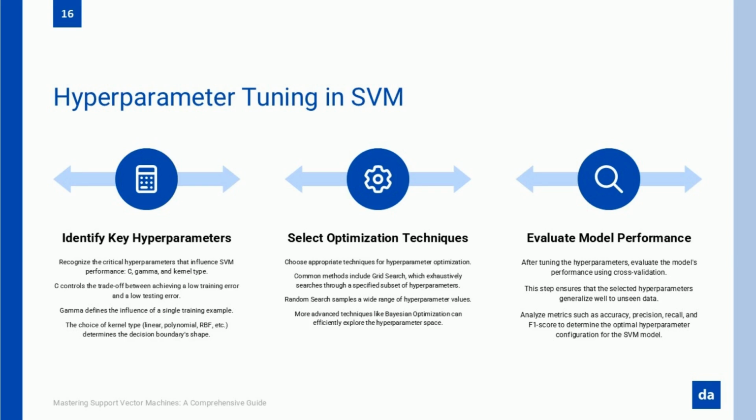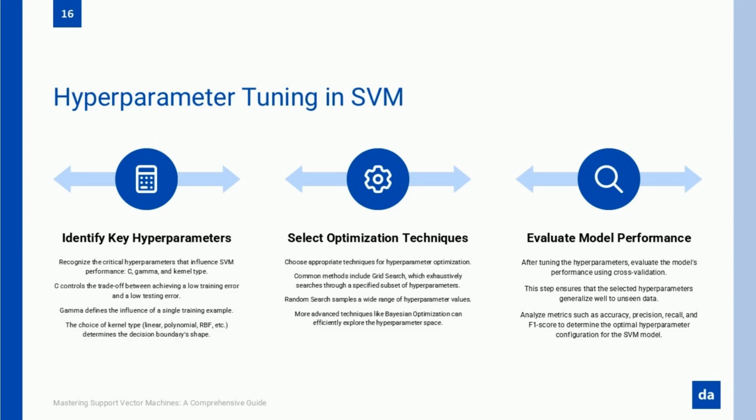To ensure the model is truly optimized, cross-validation is used alongside hyperparameter tuning. Instead of just testing on a single training and validation split, the dataset is divided into multiple folds, and the model is trained and evaluated on different subsets. This prevents overfitting and helps us determine the best parameters that generalize well to new data.